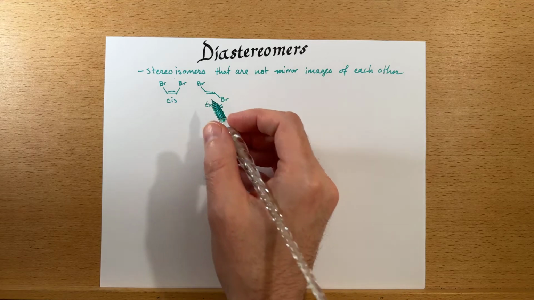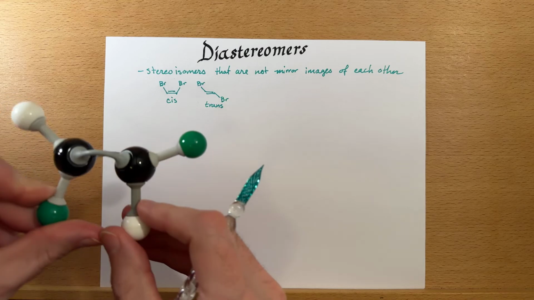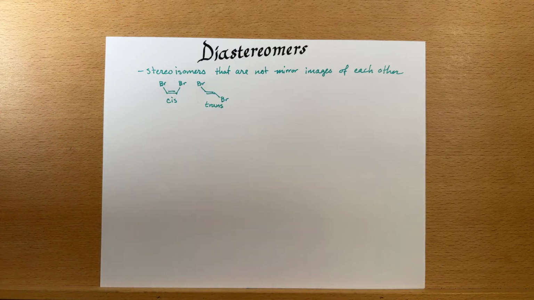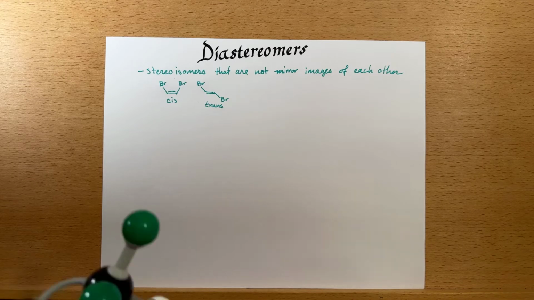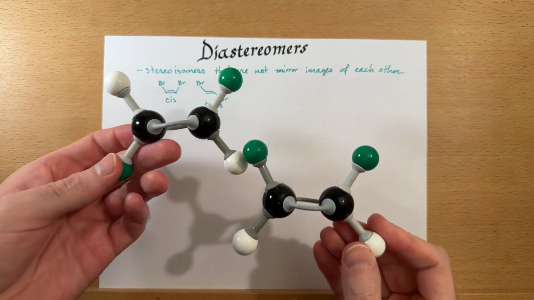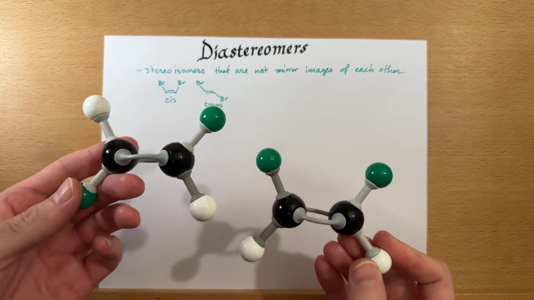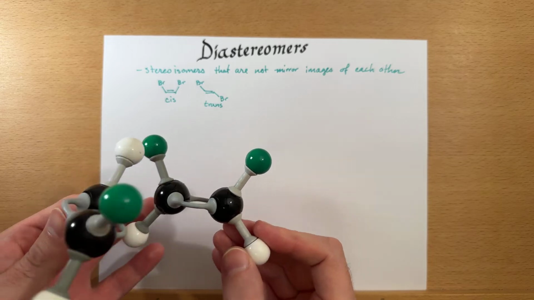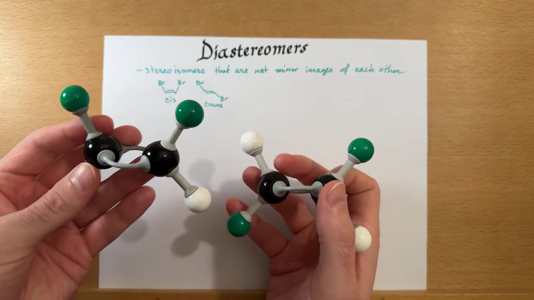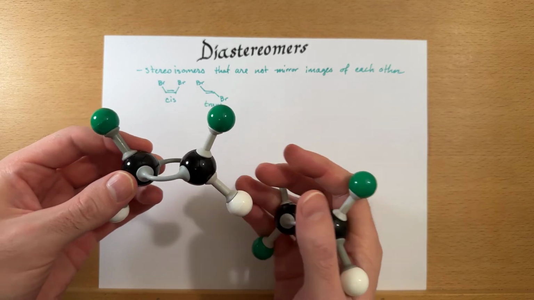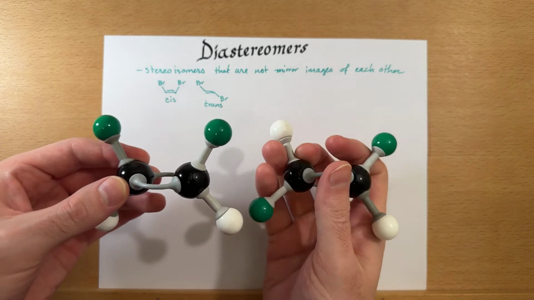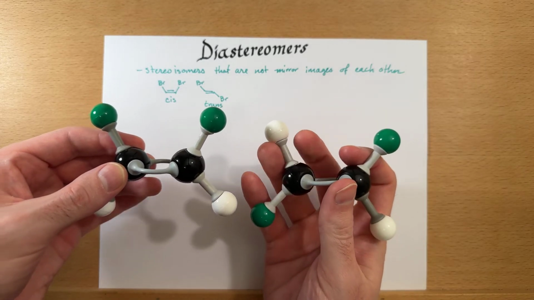Now, you can see here on these couple models, I have the trans version in my left hand, and the cis version in my right hand. And these model kits show a good representation because this double bond does not rotate. And that keeps these isomers separate from each other.